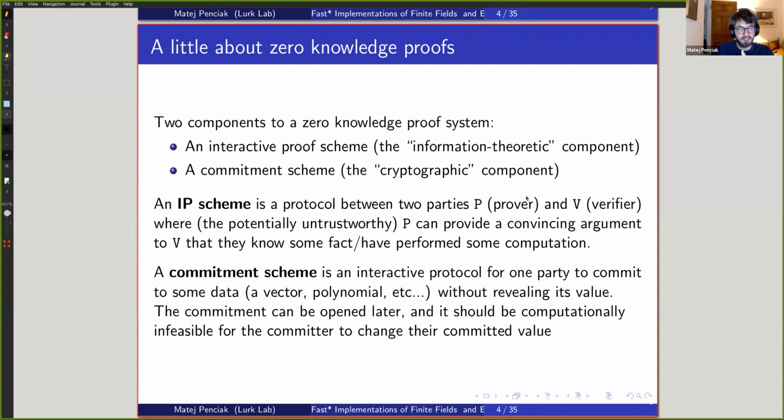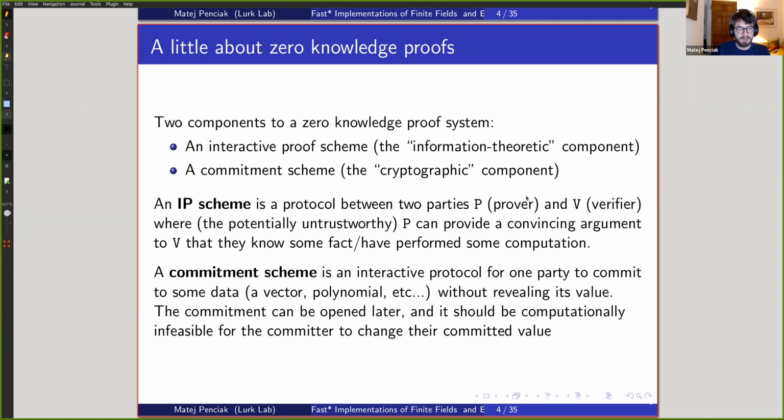And a commitment scheme is another interactive protocol where one party is trying to commit to some data, say a vector or a polynomial, without revealing its value, so that it can be opened later. For example, imagine an application of this in an auction, where you want to commit to a certain bid, but you don't want the auctioneer or the other bidders to know what that bid is until eventually all of the commitments are opened at the very end. And if you combine, in some magical way, these interactive proof schemes and these commitment schemes, you can get something called a zero knowledge proof scheme.